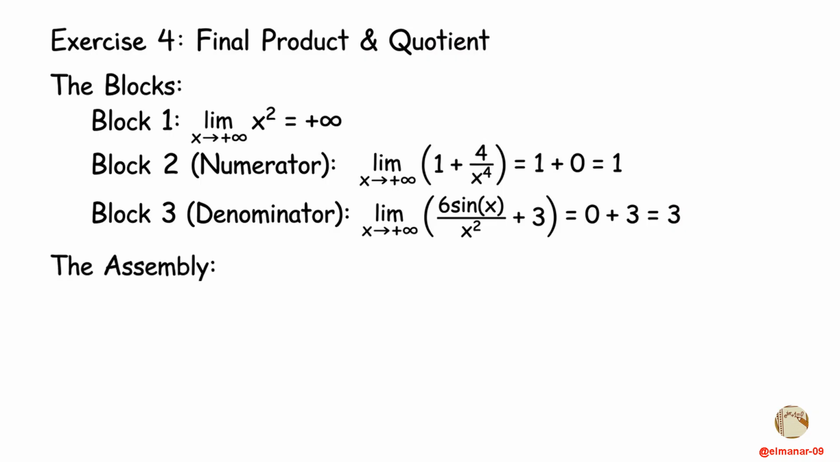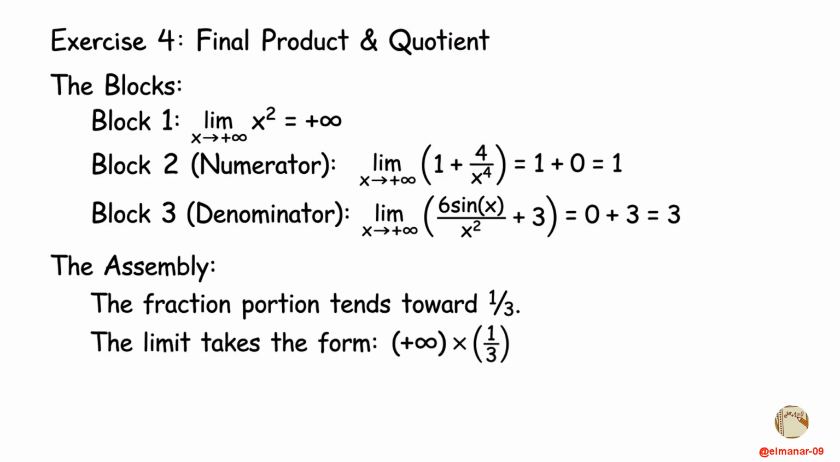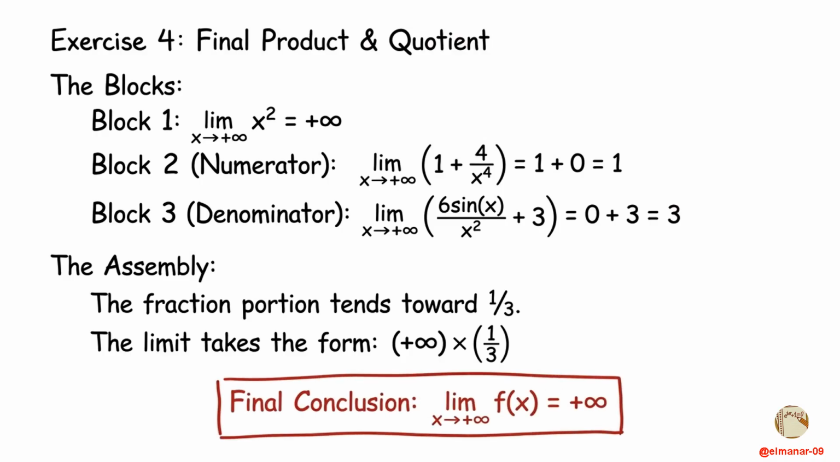Now look at the assembly. The fraction portion, 1 divided by 3, tends toward 1/3. Our entire limit takes the form infinity times 1/3. And what is 1/3 of infinity? It's still infinity. Final conclusion. The limit of f of x as x goes to infinity is positive infinity. You've taken a massive, complicated fraction and broken it down into simple building blocks. That is high-level calculus.